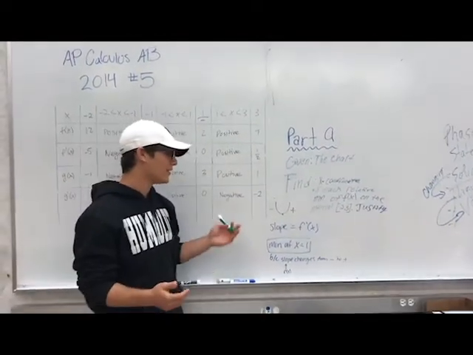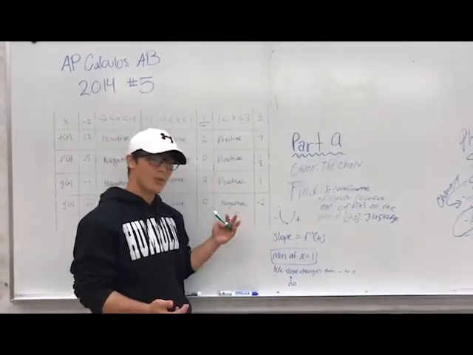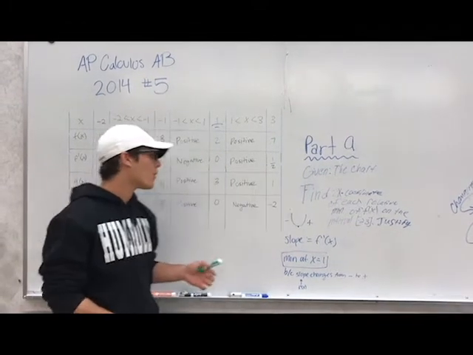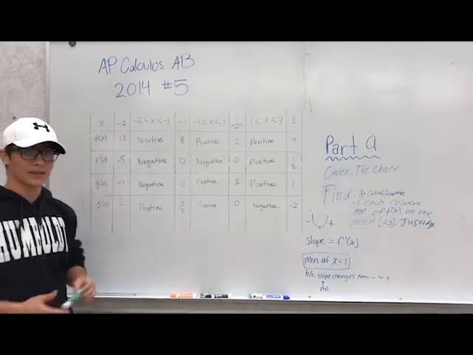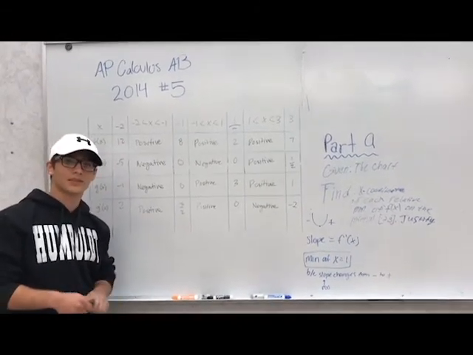Alright, so for part A you get 1 point, and that 1 point is for justifying your answer. And the common mistakes for part A are either not justifying or using the wrong portion of your chart because you didn't know that the slope is the derivative of f of x.